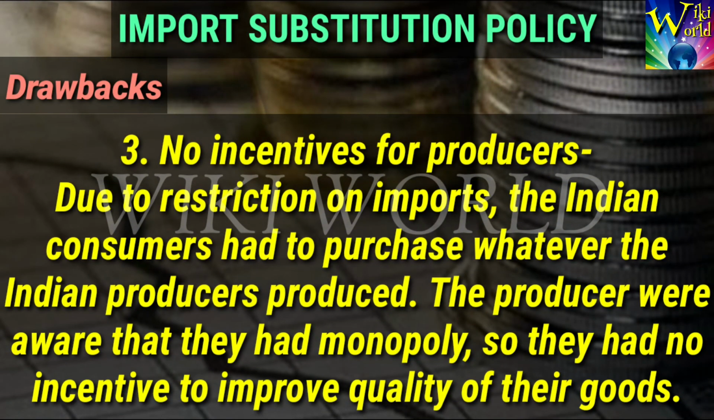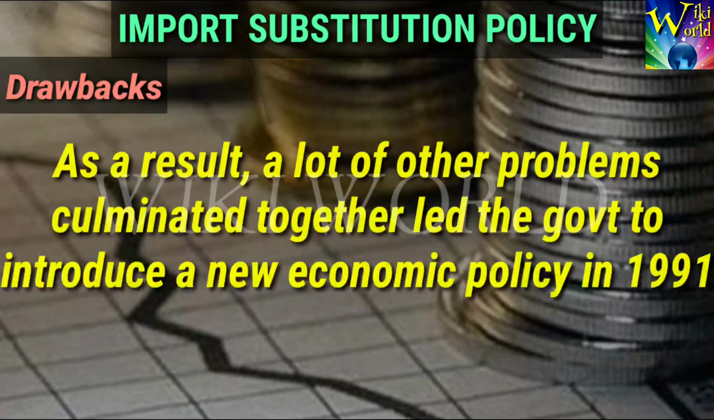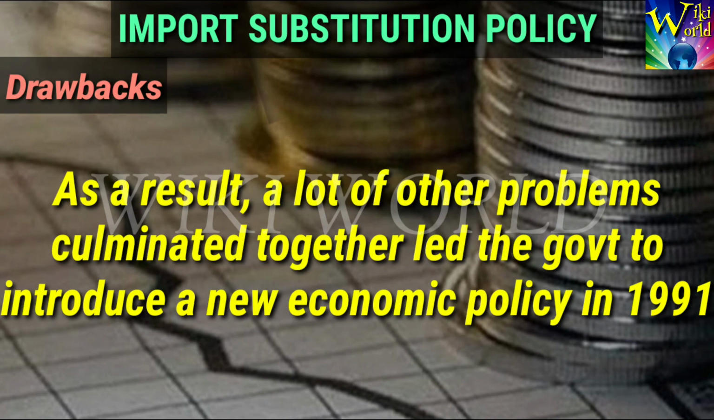Third, no incentive for producers. Due to restrictions on imports, Indian consumers had to purchase whatever the Indian producers produced. The producers were aware that they had a monopoly, so they had no incentive to improve the quality of their goods. As a result, a lot of other problems culminated together and led the government to introduce the new economic policy in 1991.